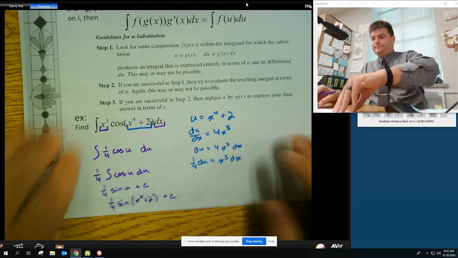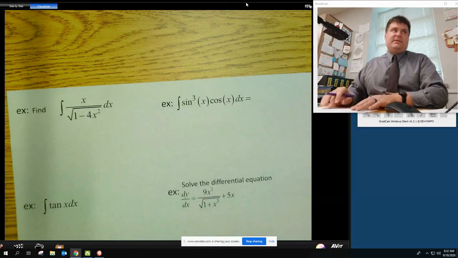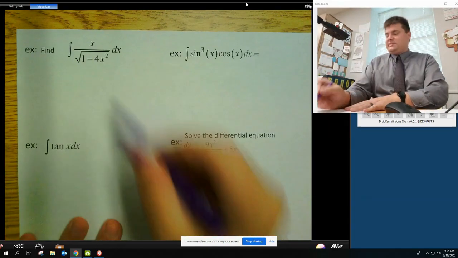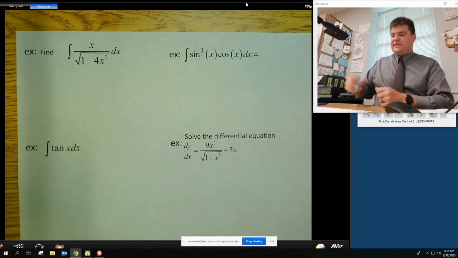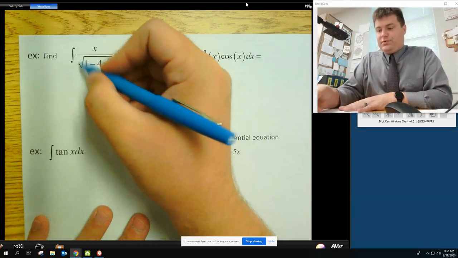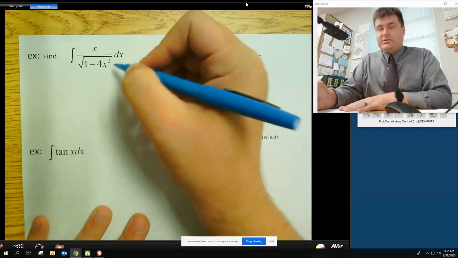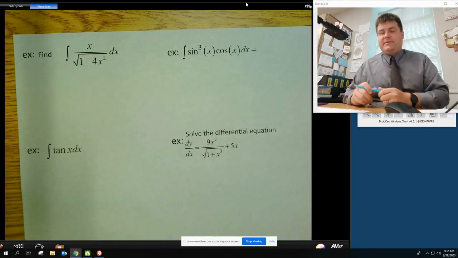Okay, let's go ahead and do a couple more. Some of them come in obvious, some of them not so much. Looking at this first example at the top right here, what's an obvious inside function? Ooh, if you notice, you have an x you could pick. You could pick a root 1 minus 4x squared, or you can just pick 1 minus 4x squared. So there are lots of choices right there.